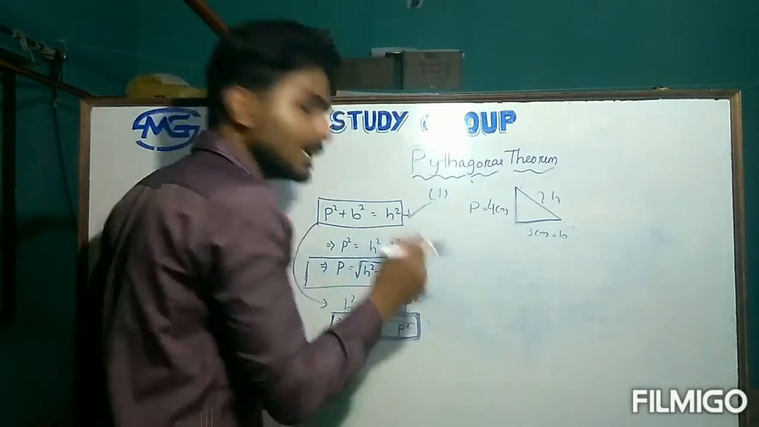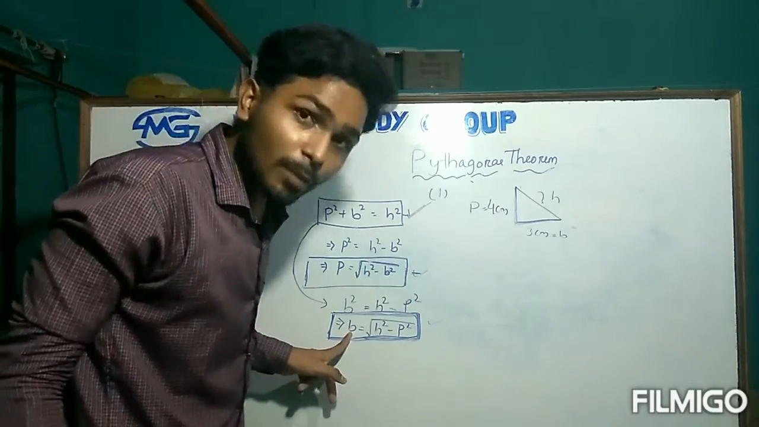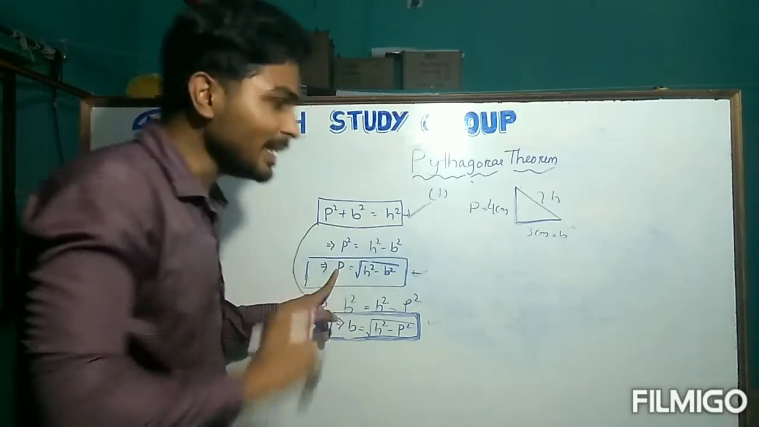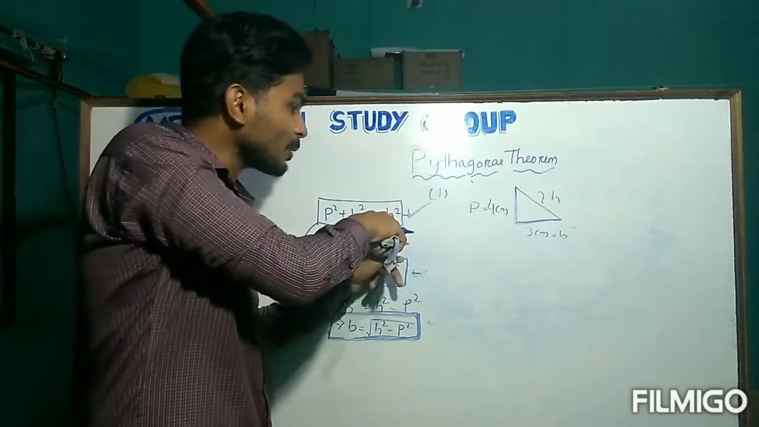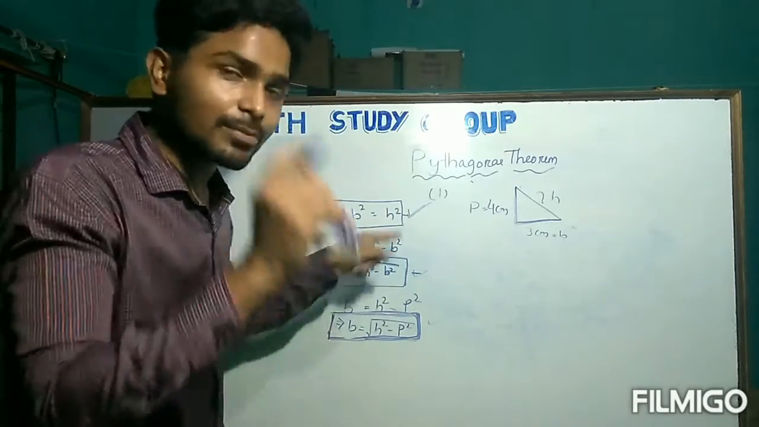Formula 1 or 2 or 3? See, in formula 3, we can easily find the value of B. In formula 2, we can easily find the value of P. In formula 1, we can easily find the value of H. So which formula out of these can we use? We can use the first formula.